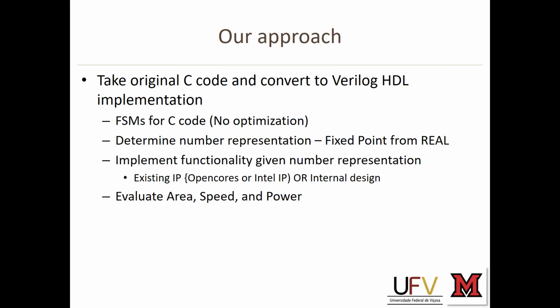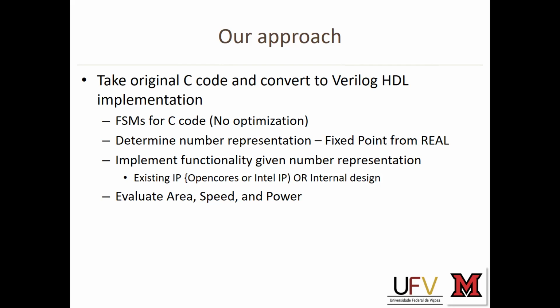So our approach, we take the original C code for the Codec2. I'll talk a little bit more about what that is, and then we convert that into Verilog HDL implementation. So the main steps are we implement the C code as finite state machines from a control perspective with no optimization. Optimization in terms of parallelization, which is possible if you wanted to further optimize our original code base. We also, in this approach, had to determine the number representation. So in C, we have reals. We're moving into what's called fixed point. So that's the other step.